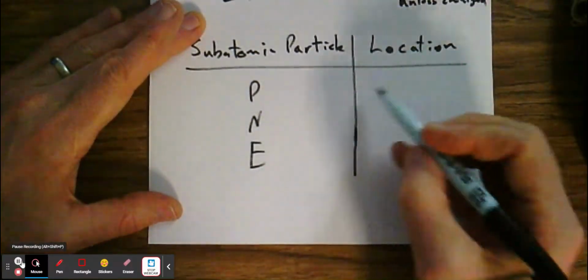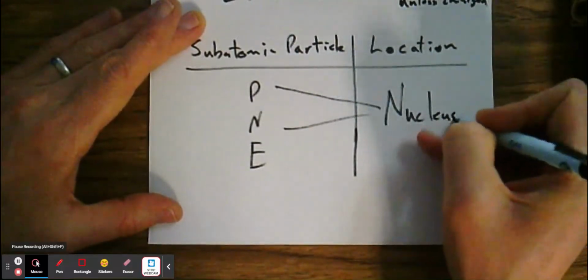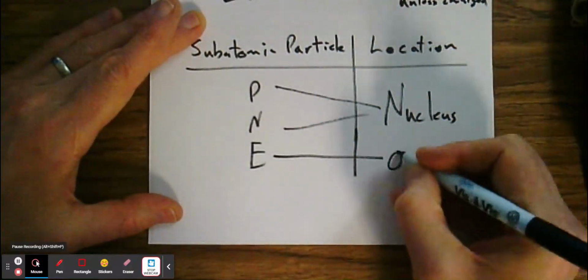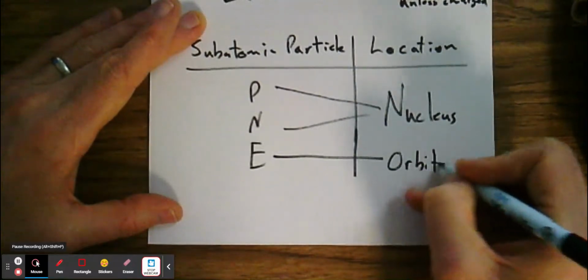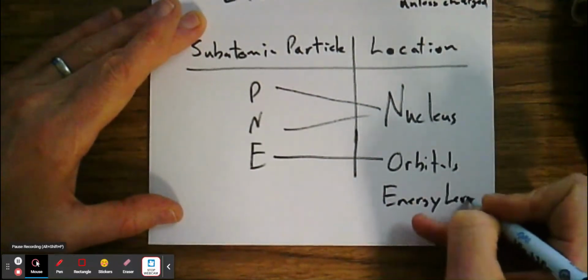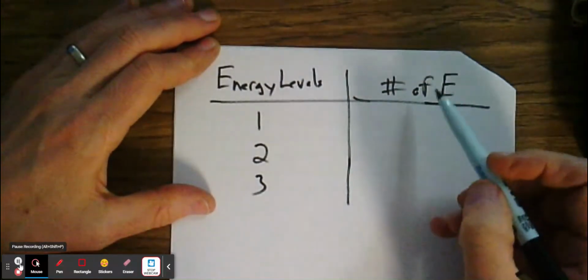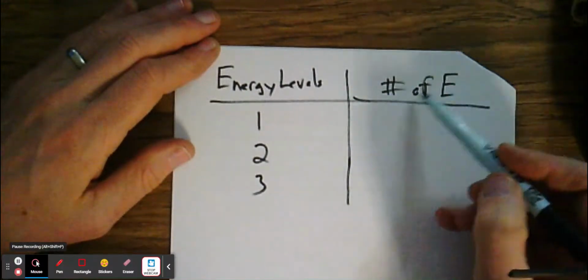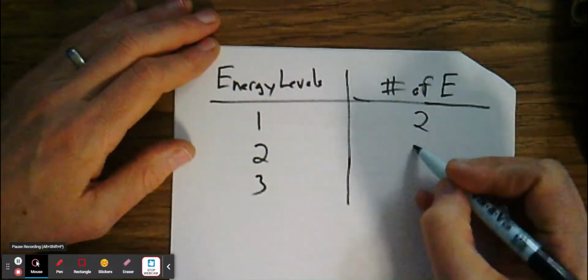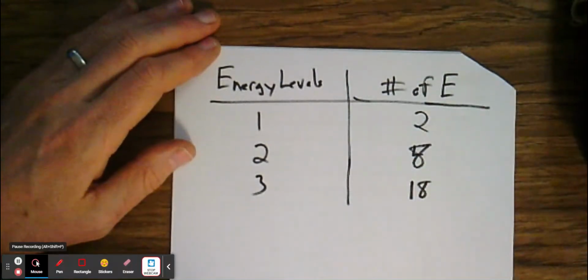Now, where do we put them? These two things go in the nucleus. The electrons go on orbitals or energy levels. All right? One thing just to review, for energy levels with electrons, the first can hold 2, the second can hold 8, and the third can hold up to 18. All right?